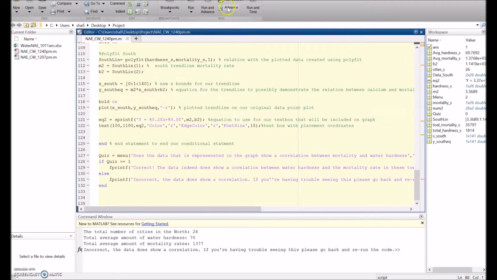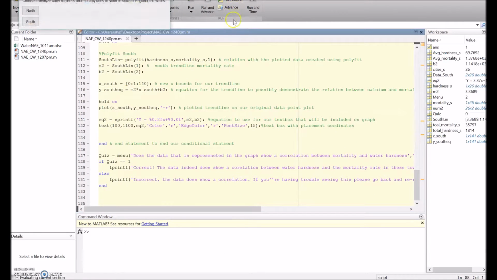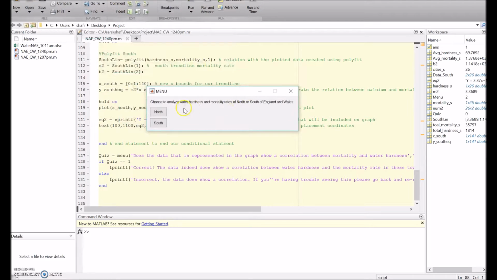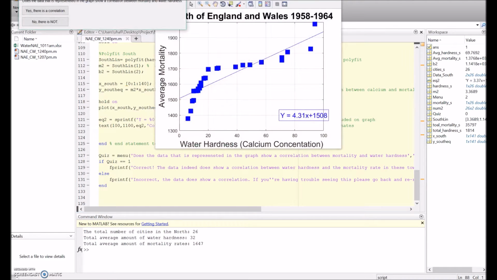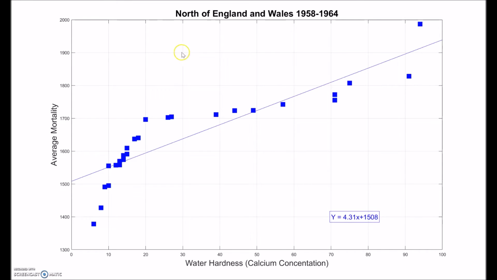I will now run the code. The first thing that it comes up is the prompt. Choose to analyze water hardness and mortality rates in North or South England and Wales. If I choose North, I'll be given this graph. And as you can tell, the water hardness progressively increases, and as the water hardness increases, there seems to be an increase in death rates as well in the northern region.